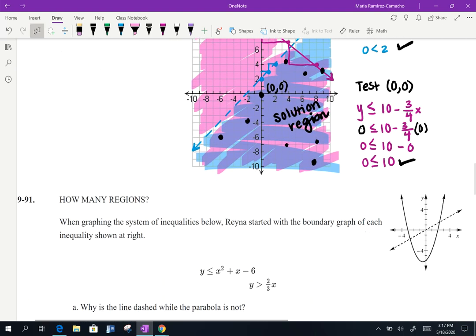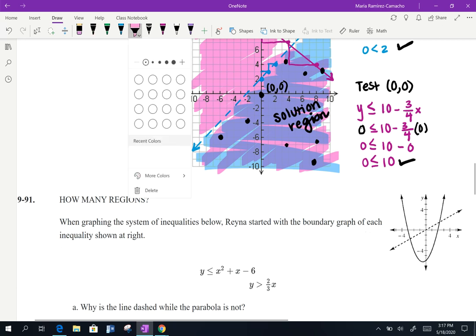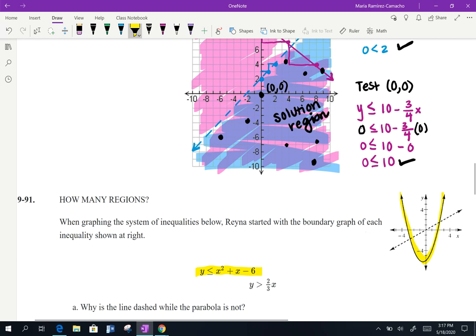Looks like we have a quadratic inequality and a linear one. How many regions? When graphing the system of inequalities below, Raina started with the boundary graph of each inequality shown at right. So here is the parabola that corresponds to that inequality, and it's a solid line because of the inequality symbol, less than or equal to.